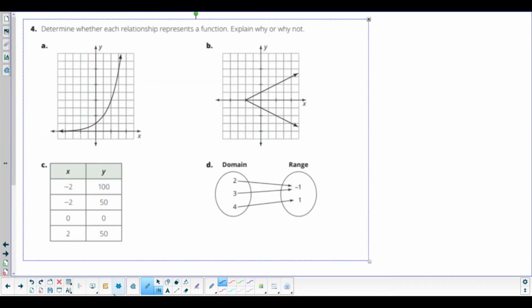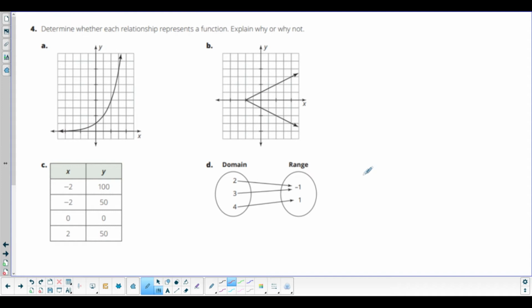All right, number 4, here we go. This one's super fun. We have to determine whether each relationship represents a function. We get to look at relationships and determine if they're functional, except they're not people, they're numbers. So you don't have to feel bad if they're not functional, because numbers don't have feelings. And then we have to explain why or why not. Explaining is actually not too bad in this one, because if you can determine whether it is a function or not, then you have your logic there.